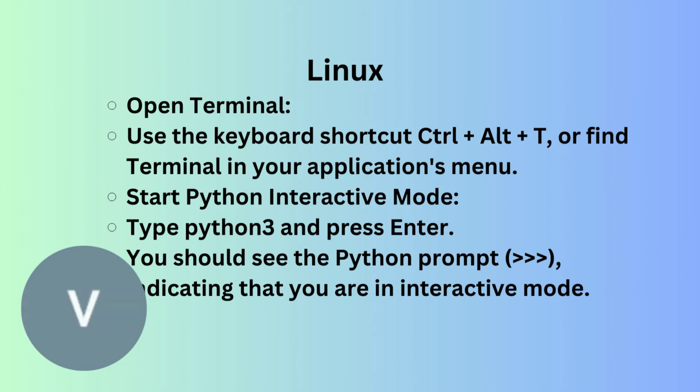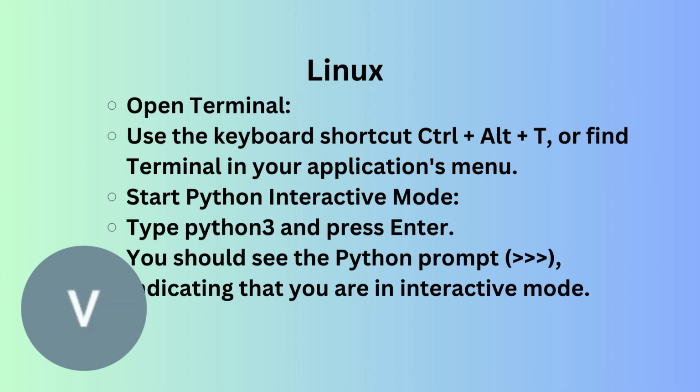And next is how to access the interactive mode on Linux. Open Terminal. We have the shortcut key Ctrl plus Alt plus T. If you press this, the terminal opens automatically. To start Python interactive mode, give python3 and press enter, and you should see the Python prompt. These are the three arrow marks we have.